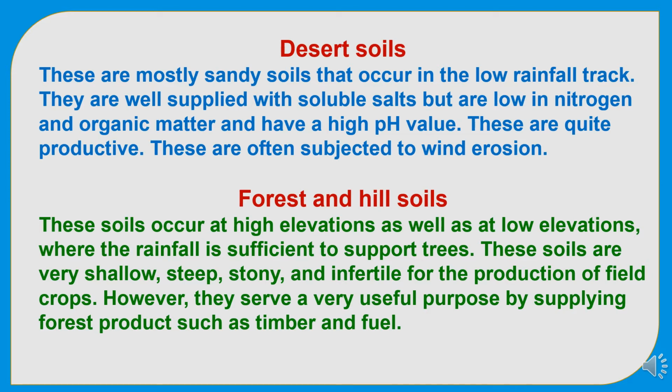Then forest and hill soils. These soils occur at high elevations as well as at low elevations where the rainfall is sufficient to support trees. These soils are very shallow, steep, stony and infertile for the production of field crops. However, they serve a very useful purpose by supplying forest products such as timber and fuel.